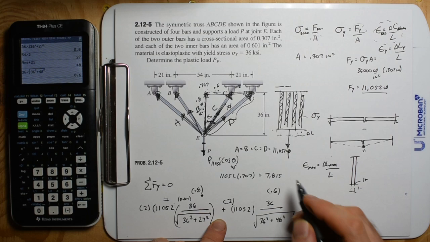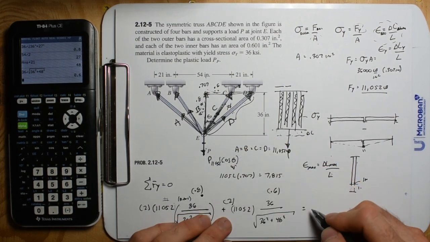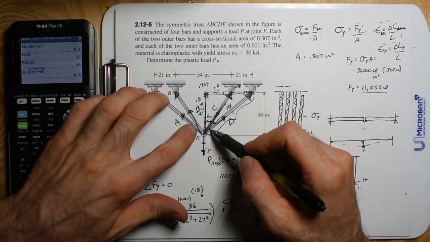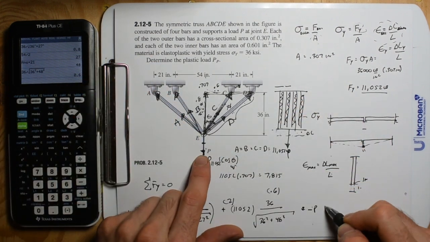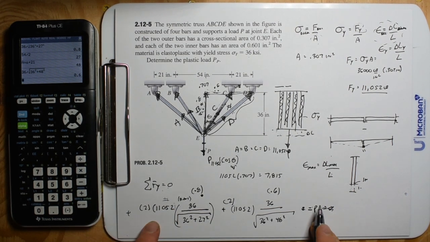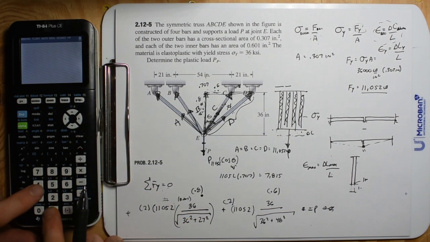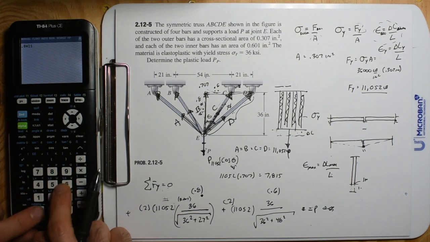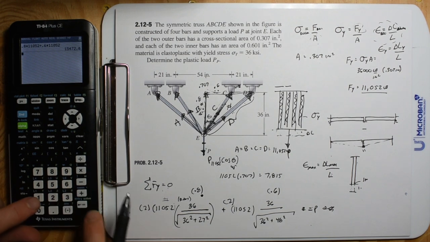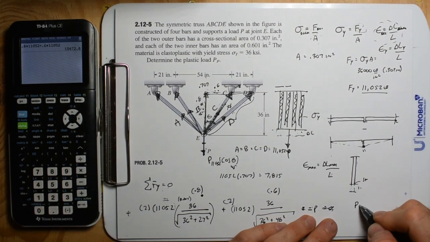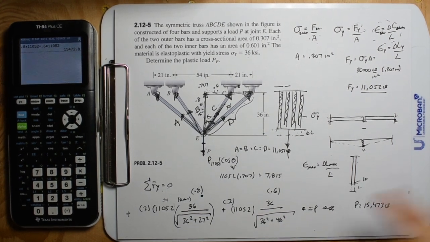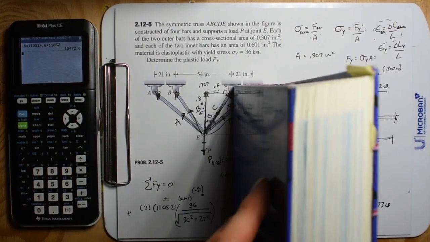And then we got two of those, and those are going to be equal to P, because you could say positive these forces minus P is equal to 0. The sum of the forces is equal to 0. Might as well get P on the other side, so it's just equal to P. So I'm going to do 0.8 times 11,052 plus 0.6 times 11,052, and we get P is equal to 15,473 pounds.